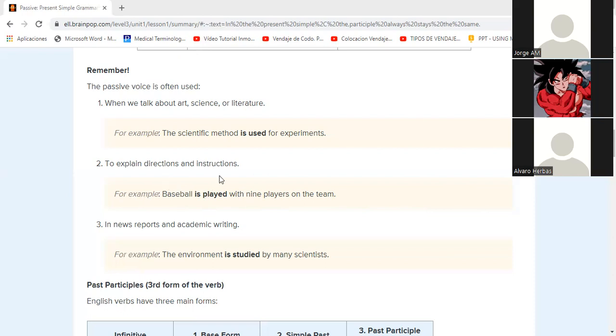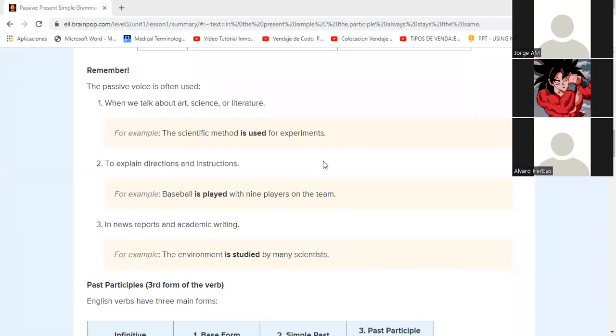All right, so look, to explain direction or instructions, baseball is played with 9 players on a team. That's like giving an instruction, right? Telling somebody baseball is played with 9 players on the team. And then you also use the passive voice in news reports and academic writing, right? The environment is studied by many scientists.